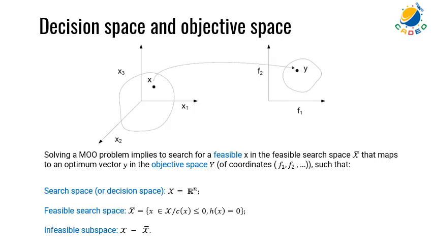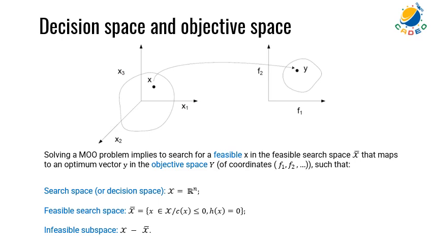Alright, let's dive into the heart of solving a multi-objective optimization problem. Picture this as a quest to discover the best solution. So what does that involve? Firstly, we have what we call the search space or decision space, denoted as X, big X, which is essentially the universe of all possibilities where our solution could exist. It's like the playground for our decision variables.